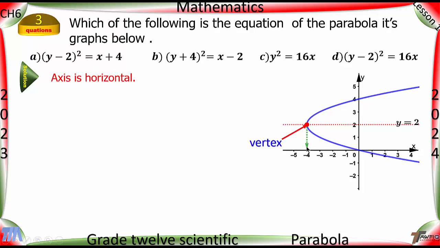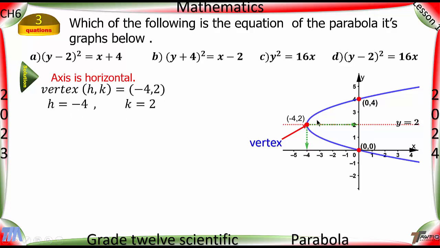Reading this vertex, x is minus 4 and y is 2. So (-4, 2) is the vertex. Because the vertex is (h, k), which equals (-4, 2), h is minus 4 and k is 2. And because the parabola intersects the y-axis at 2 points, one of them (0, 0) and the other (0, 4), these are values of x and y.